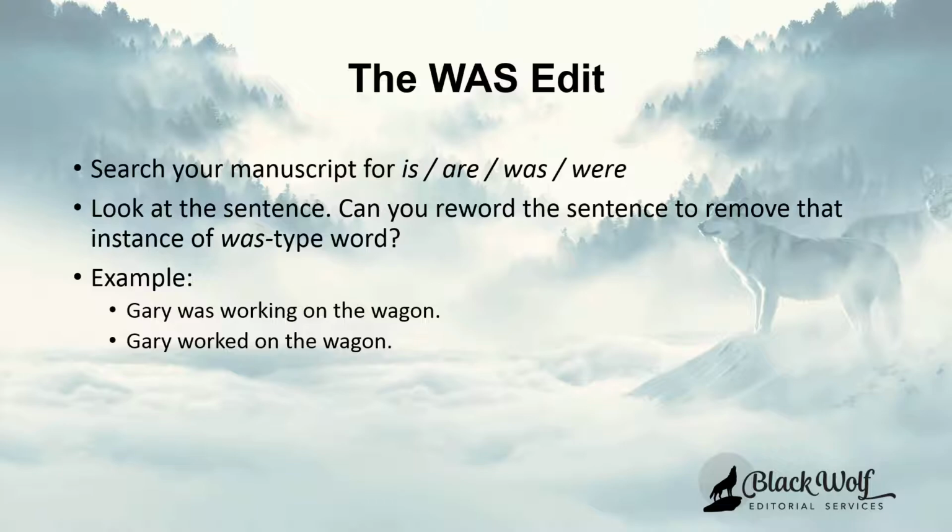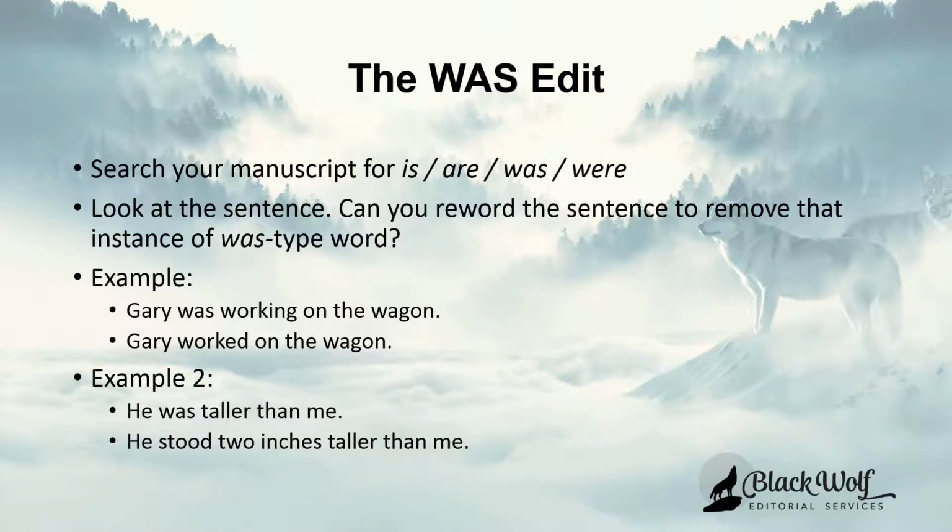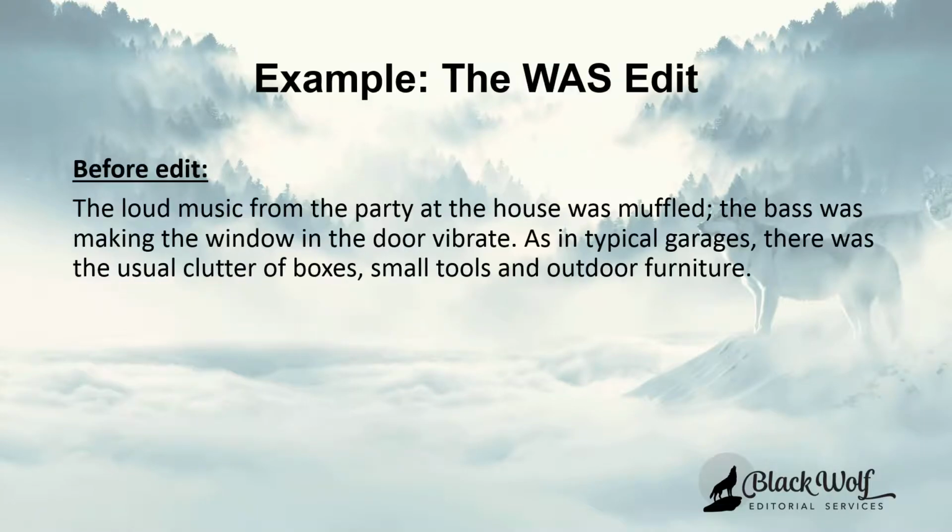Another one that is maybe a little bit more complicated. He was taller than me. Well, a possible rework could be: he stood 2 inches taller than me. It adds a bit of show and it gives a little bit more of that perception of how a character may perceive others around them because you have a bit more detail. But it is a stronger sentence because it doesn't have the word was.